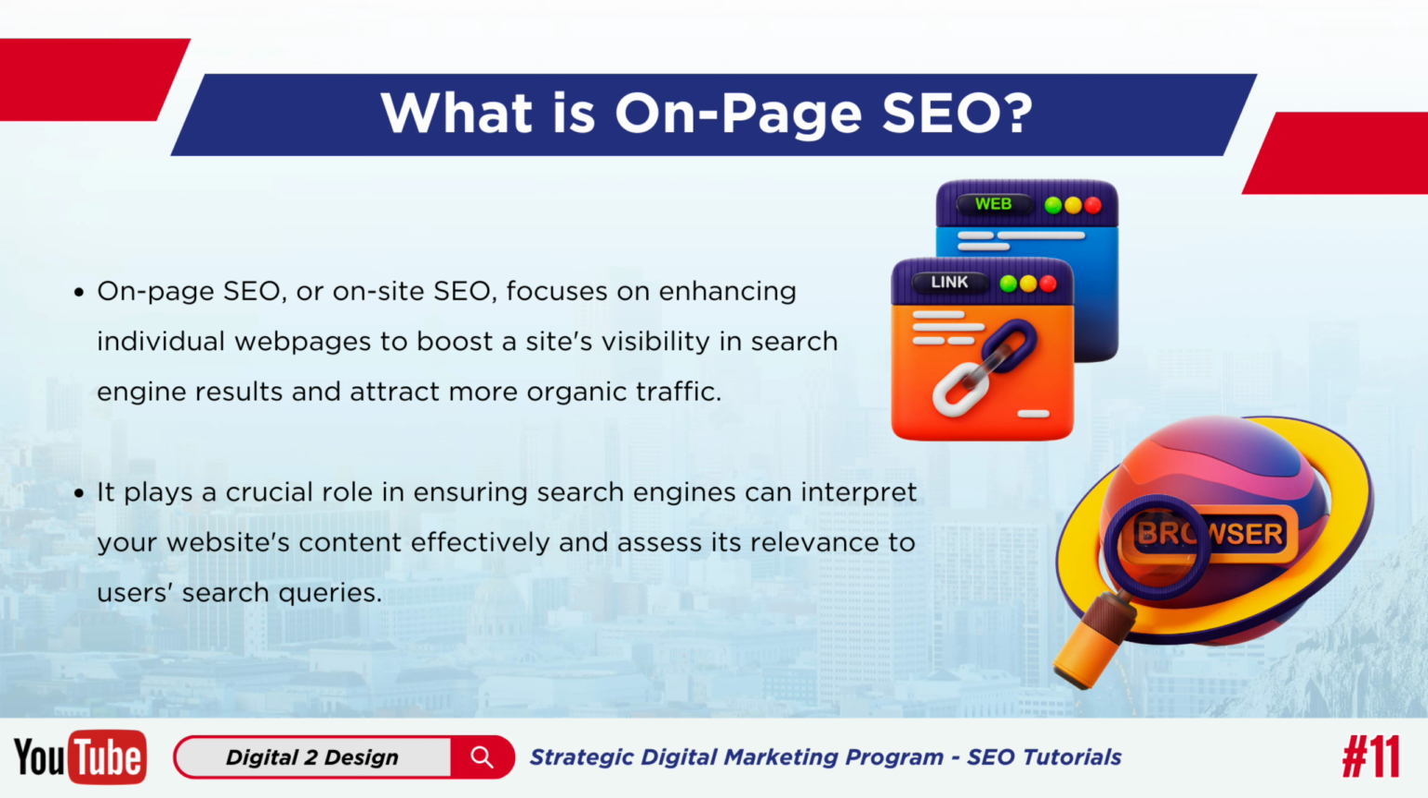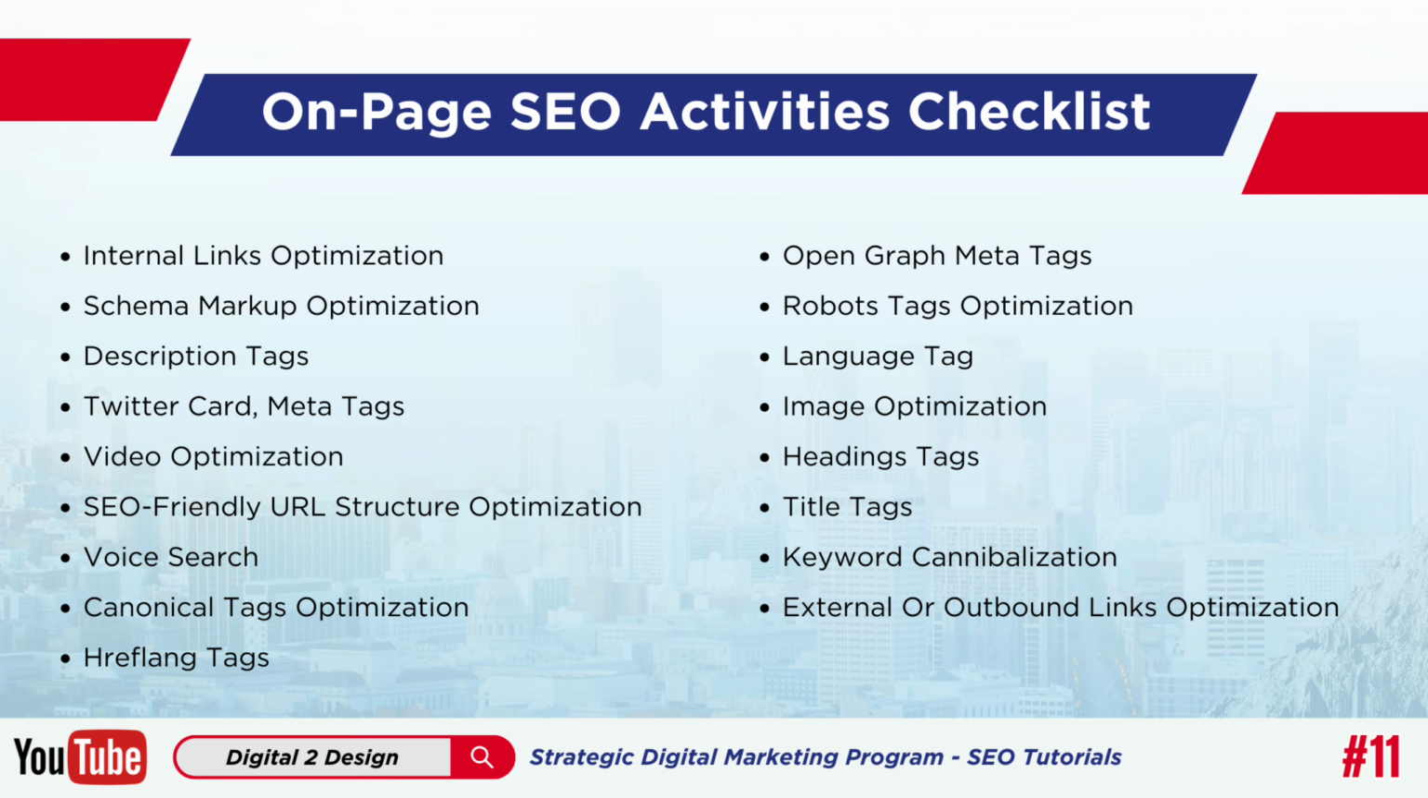This generates organic traffic to your website. The primary goal of on-page SEO is to attract potential customers to your website by ranking for relevant search queries. By optimizing your content, search engines can better understand it, leading to improved visibility. This is why on-page SEO is so important. Now let's go through the on-page SEO checklist.